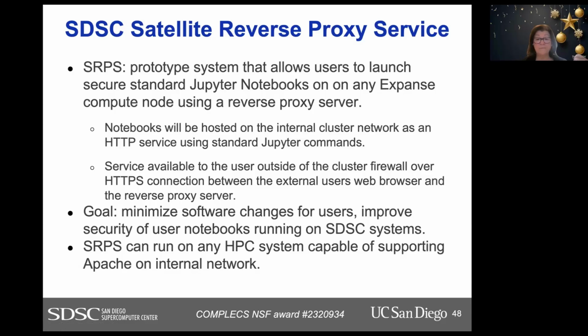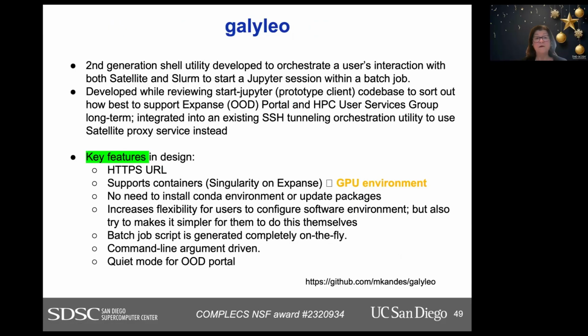All right, so Galileo is a shell utility that is maintained by Marty, who is here. He's done a great job generalizing this and adding more and more features to it. But you run that from the command line on Expanse, the login node. And that's all you need to do. It's very simple. You need to set up one environment variable.